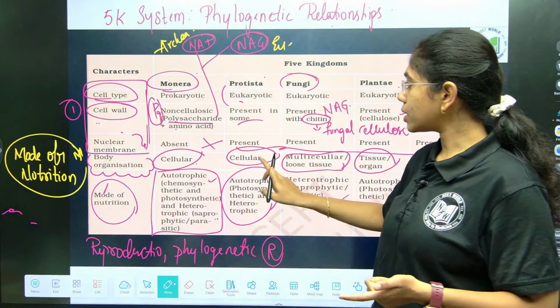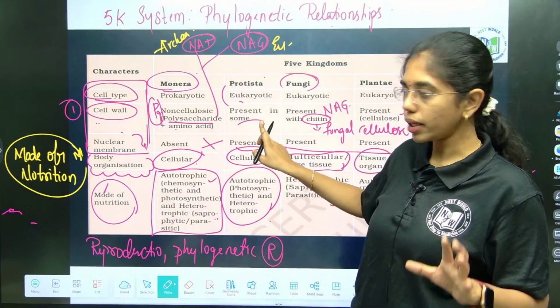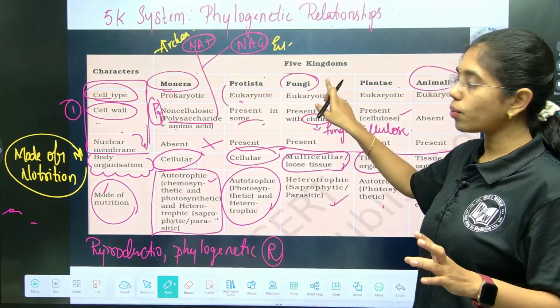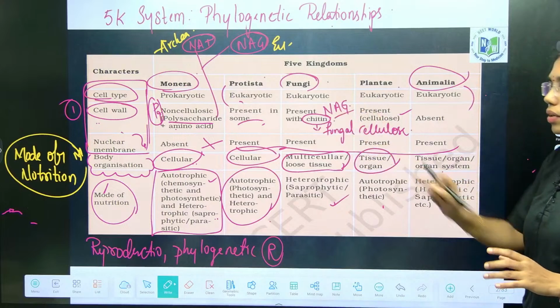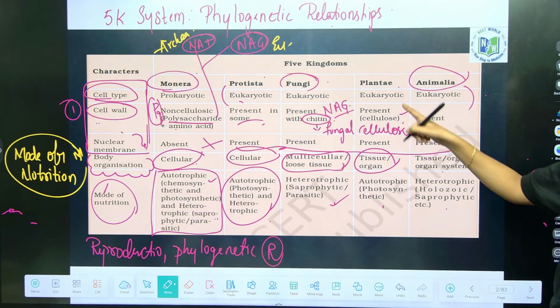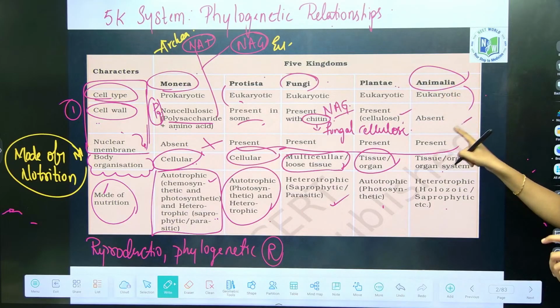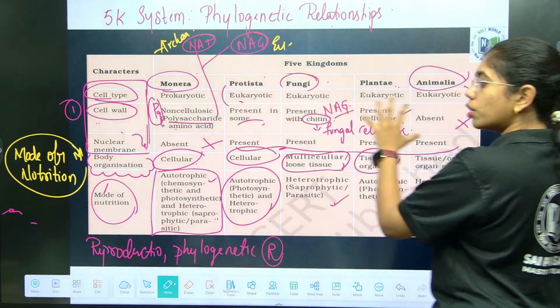Next, Protista, so only a few of them will be having cell wall, those are photosynthetic protists. Chitinaceous cell wall in fungi, which is fungal cellulose. It has what units? NAG units, N-acetyl glucosamine. Cellulosic cell wall in Plantae and absence of cell wall in Animalia. Nuclear membrane present in all eukaryotes.